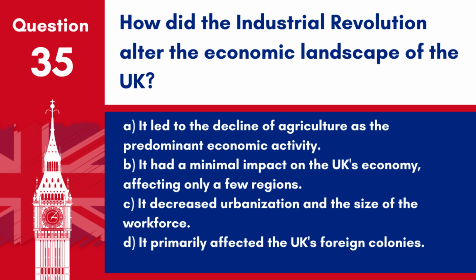Question 35. How did the Industrial Revolution alter the economic landscape of the UK? A. It led to the decline of agriculture as the predominant economic activity. B. It had a minimal impact on the UK's economy, affecting only a few regions. C. It decreased urbanisation and the size of the workforce. D. It primarily affected the UK's foreign colonies.